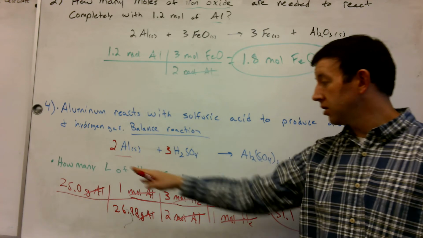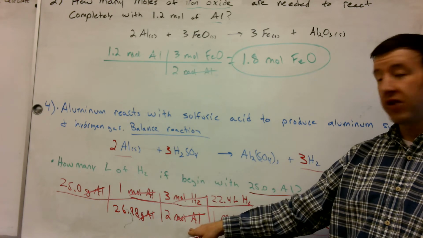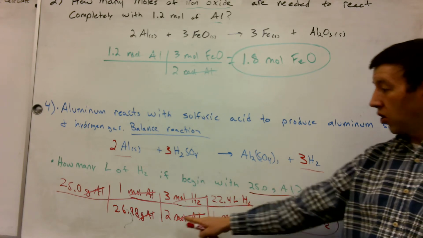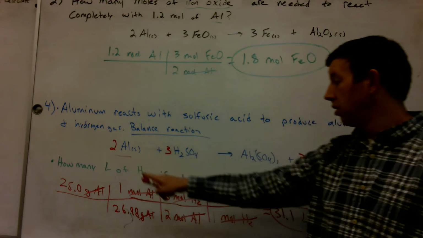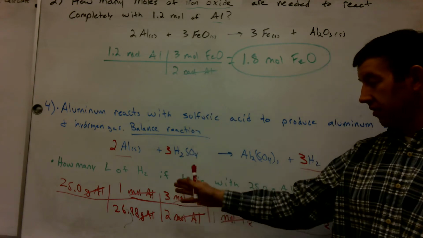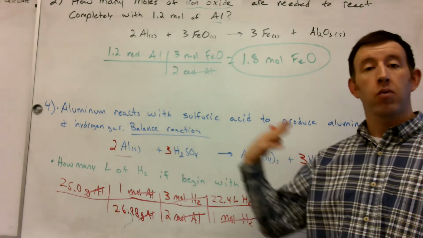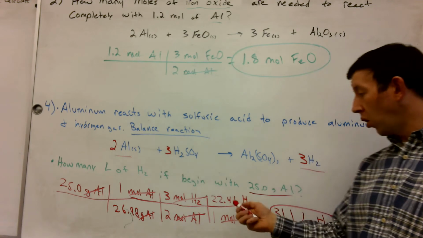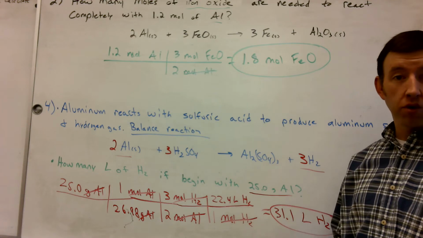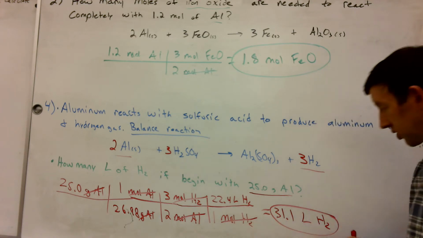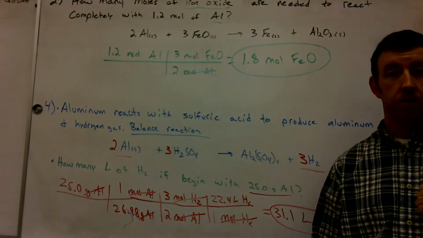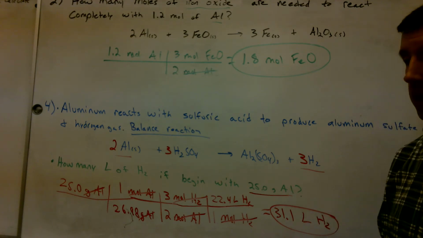So I started with aluminum, so it goes on the bottom. I'm trying to figure out how much hydrogen I get, so I look at my hydrogen part of the equation. So aluminum on bottom: 2 moles of aluminum produces 3 moles of hydrogen. So there's our ratio taken care of. And then what unit did I want my answer in? Liters. So I converted from moles of hydrogen back into liters with that magic 22.4 number. And when I do my calculation, 3 sig figs there, I should get 31.1 liters of hydrogen gas. Okay? All right, let's move on to the next one here.